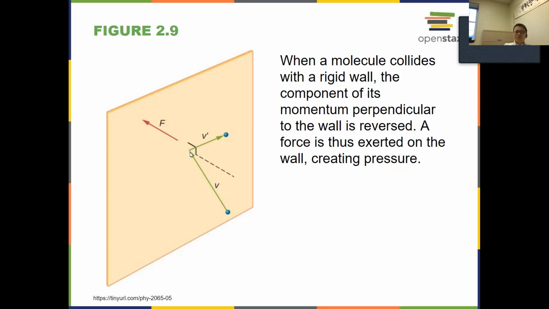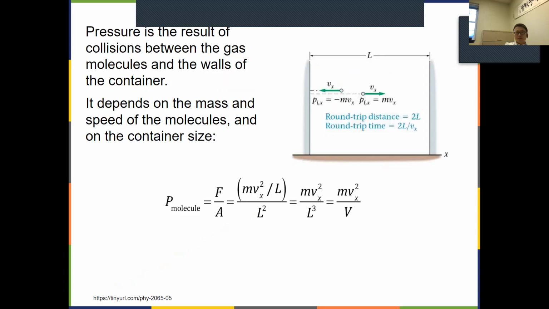There's a force on the molecule, and also on the wall. The force by the wall on the molecule changes the molecule's momentum. The force by the molecule is then exerted on the wall. If you divide that force by the area of the wall, that gives you the pressure the molecule exerted on the wall. Okay, so let's take a look in detail.